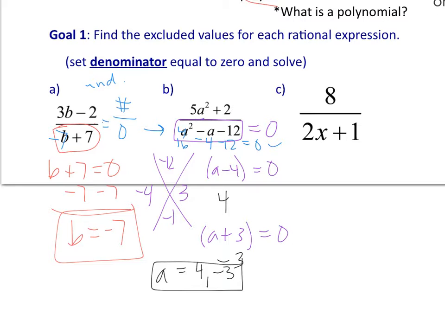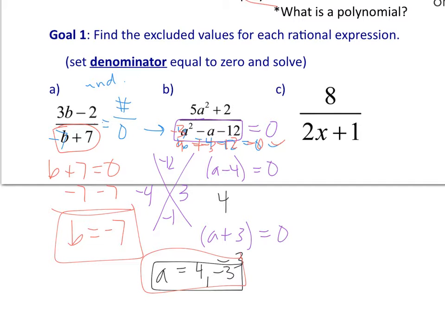And let's plug in negative 3. So here, if I were to plug in negative 3 squared, I would get 9 minus negative 3, which is really plus 3. So I get 12 minus 12 is 0. So both of those values work in our excluded values.